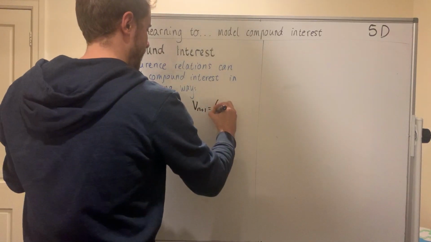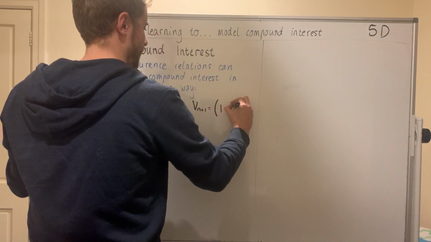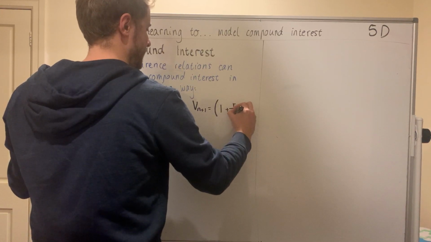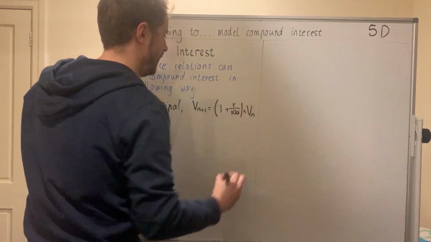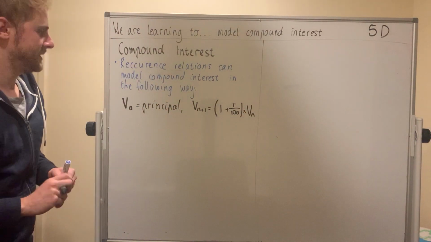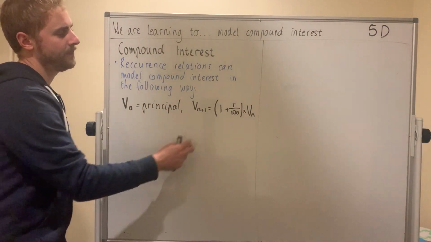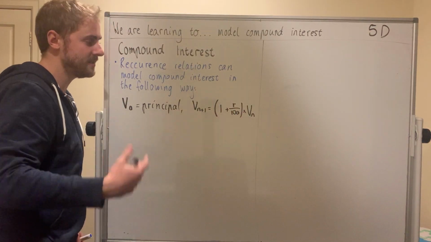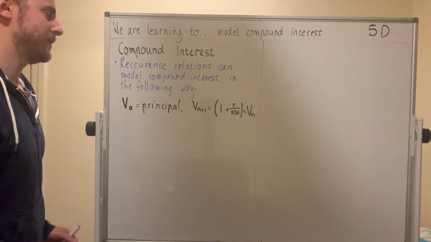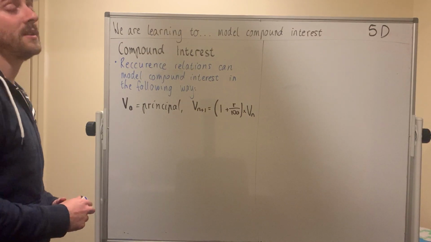Kind of looks a little bit like the compound interest formula. Alright, so V0 represents the initial investment or amount borrowed. Vn plus 1 equals, within brackets, 1 plus whatever the rate is over 100. And then that's multiplied by the previous term to get the next term.